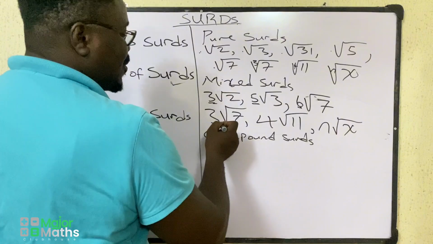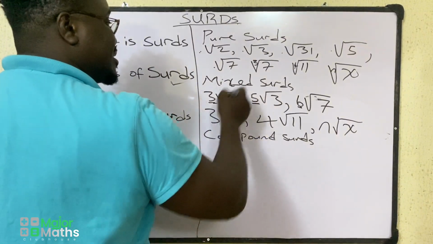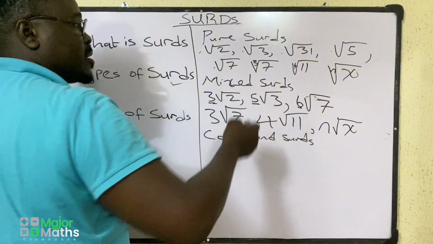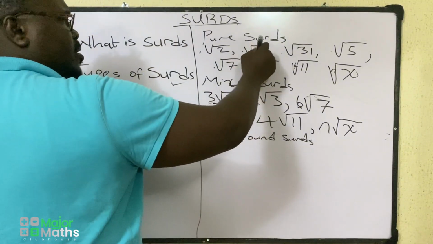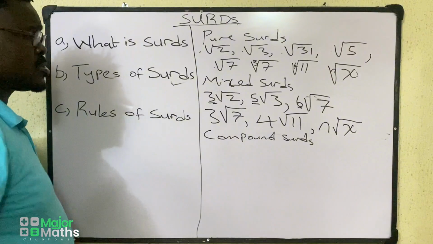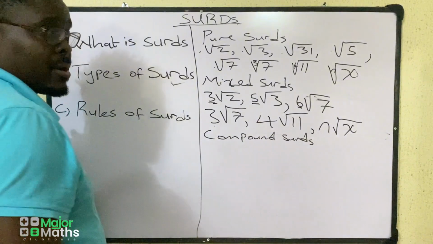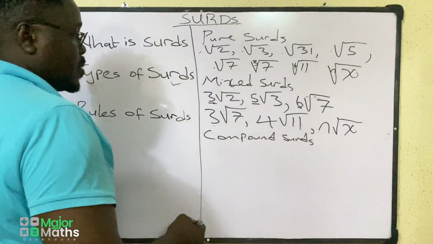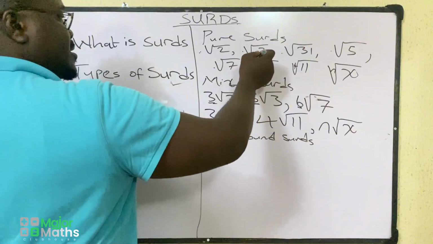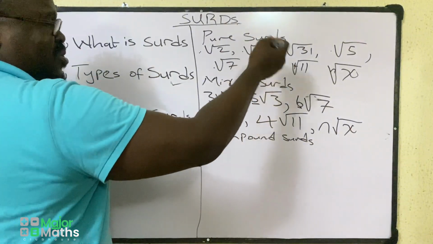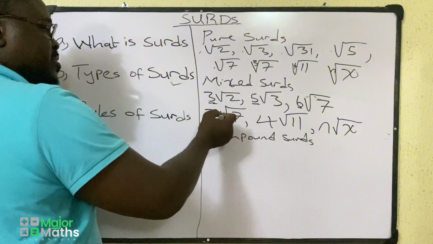So now you can see the difference between this and this. The 3 is stuck in between here. When it is stuck in here, it becomes a root. But when it's here, it becomes a whole number. So there's a difference. This is the third root of 7, or cube root of 7, while this is 3 root 7.